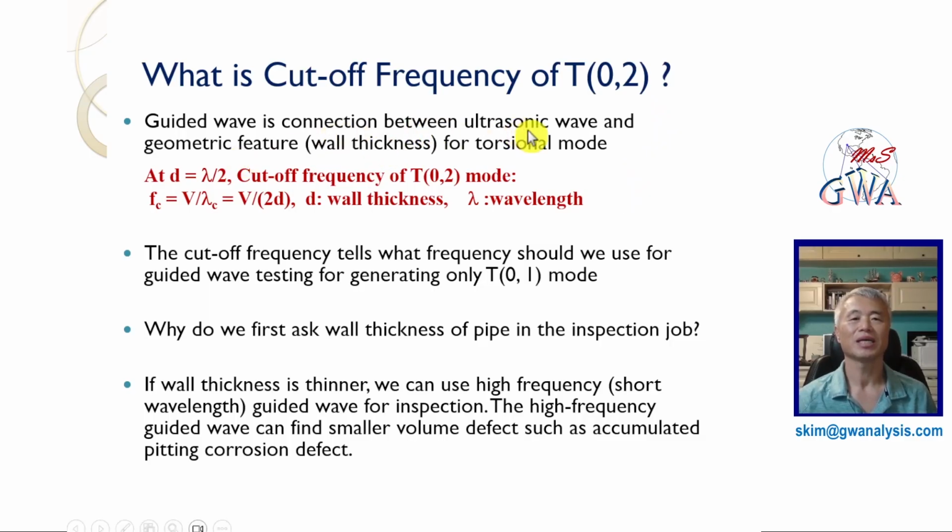The torsional guide wave is a connection between ultrasonic wave and the geometric feature, the wall thickness, of pipelines. The cutoff frequency tells us what frequency we should use for generating non-dispersive T01 mode in field testing. Because the cutoff frequency is calculated with the wall thickness of a pipeline, we first ask the client the wall thickness of the pipeline. If the wall thickness is 0.322 inch or thinner, we can operate at 64, 90, and 128 kHz center frequency for inspection. The high-frequency guide waves allow us to find smaller volume defects such as accumulated pitting corrosion defects.